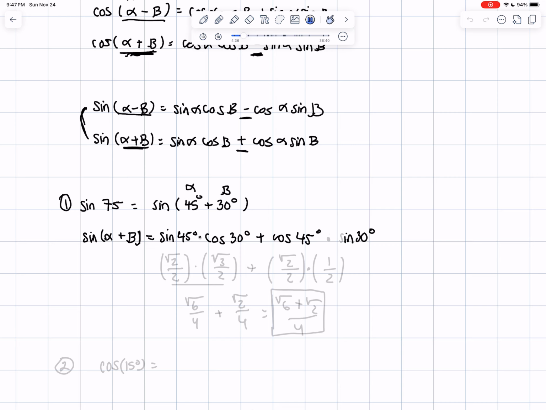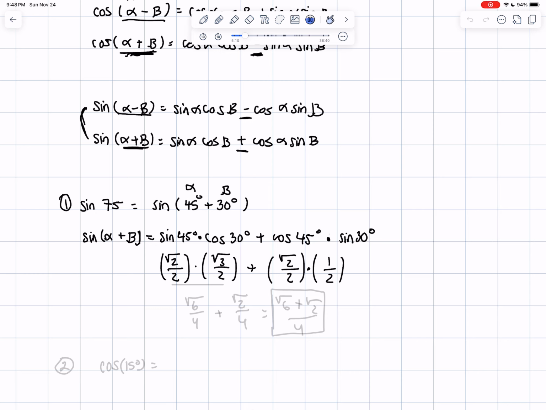We know that the sine of 45 is the square root of 2 over 2. The cosine of 30 is square root 3 over 2. The cosine of 45 is also the same as sine of 45, which is square root 2 over 2. And, oh, I made a mistake. Remember, this is multiplication, not addition. So make sure that we have the multiplication between them. And we get 1/2 for the sine of 30.